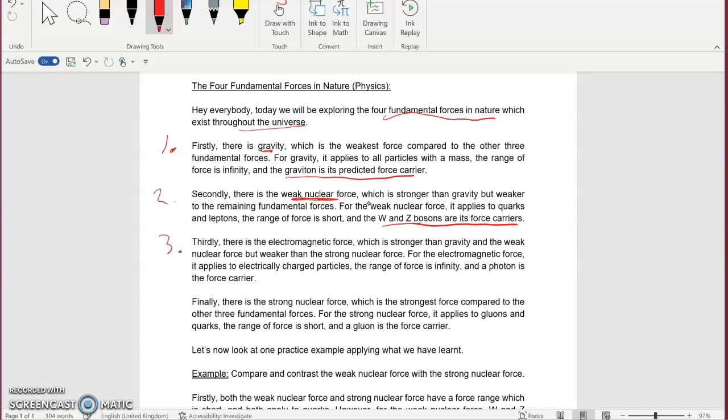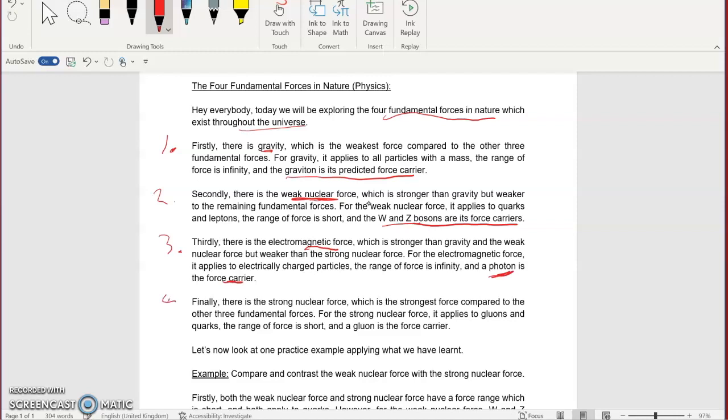Thirdly, we have the electromagnetic force, which is stronger than gravity and the weak nuclear force, but it is weaker than the strong nuclear force. For the electromagnetic force, it applies to electrically charged particles. The range of force is infinity, and a photon is the force carrier.